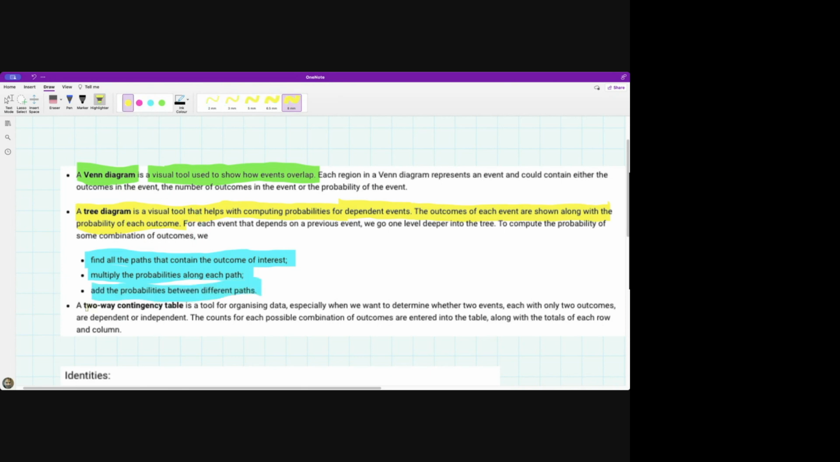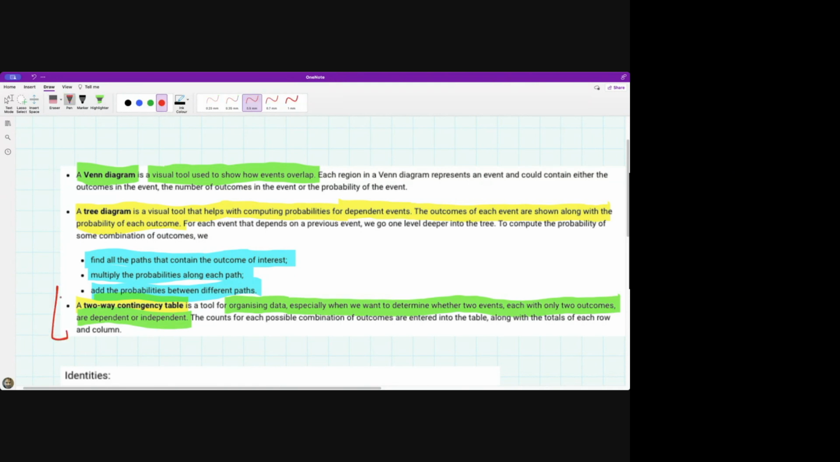Today's lesson is going to focus on something called a two-way contingency table. This is a very useful tool for organizing data, especially when we want to determine whether two events, each with only two outcomes, are dependent or independent. When we have a table, it's much easier to work out whether the two events are independent or dependent on each other, using the table data and an equation that I'm going to show you later on today.